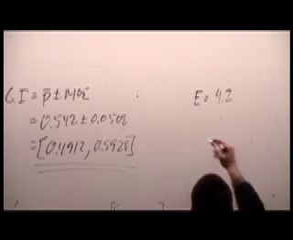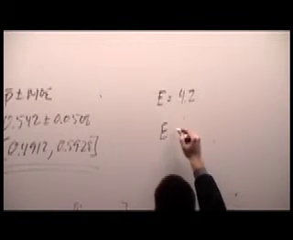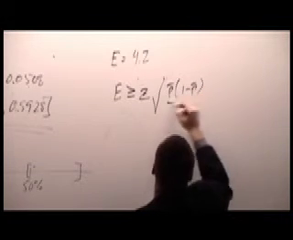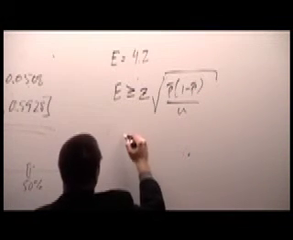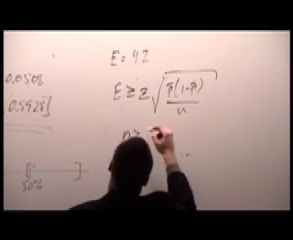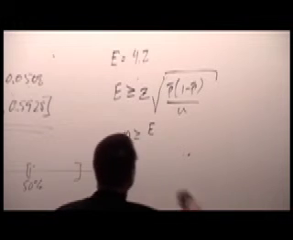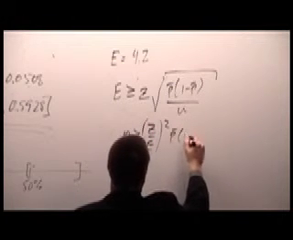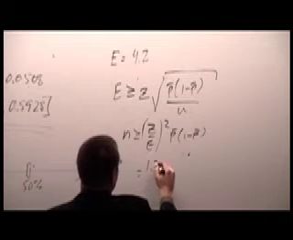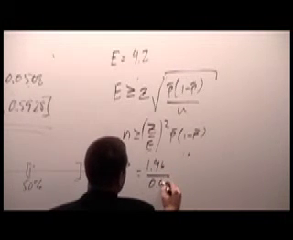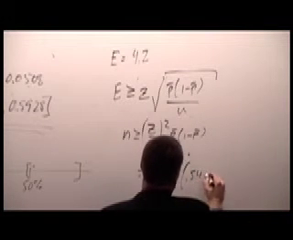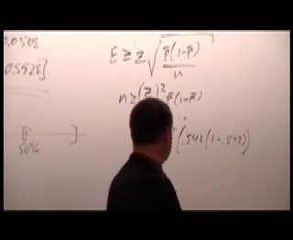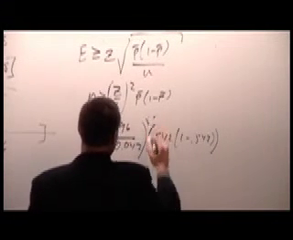Now, I just erased the part we need naturally. So, let's see, E equals Z times the square root of P bar times 1 minus P bar over N. We solve, we get that N is greater than or equal to Z over E, squared, times P bar times 1 minus P bar, which is 1.96 over 0.042, times 0.542, times 1 minus 0.542. I've got one piece. Square that.